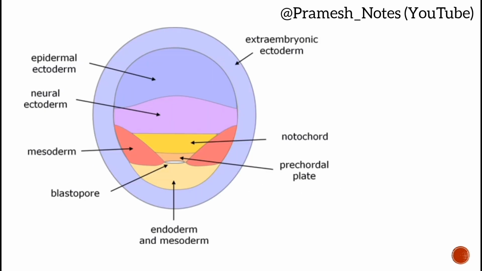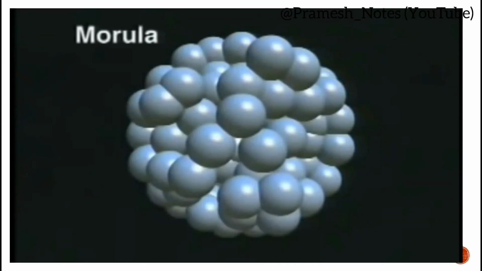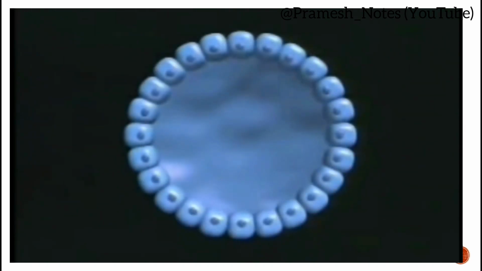Here is the point to be noted that fate mapping is done one and only at the blastula stage. Dear friends, fate mapping is a method used in developmental biology to study the embryonic origin of various adult tissues and structures. In this fate mapping, the color helps for predetermination. At first, melanin pigment-containing layers are classified as ectoderm, the gray crescent representing notochord is classified as mesoderm, and yolk-laden macromeres or dark gray crescents are classified as endoderm. You can watch this simple animation and understand in more depth.